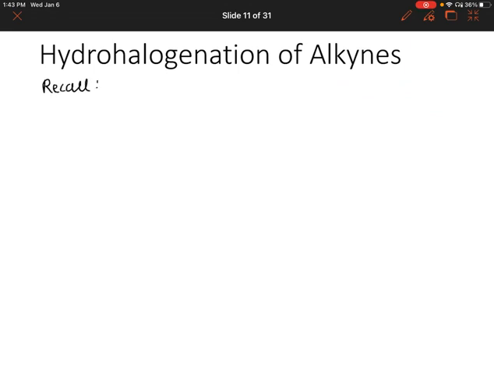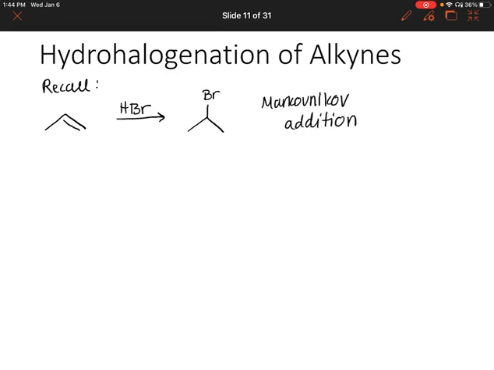So you might remember that if we start with an alkene and add HBr, we end up with the following product where bromine adds to the more substituted carbon. So this is called Markovnikov addition, where the bromine or the halogen adds to the more substituted carbon, and the hydrogen adds to the less substituted carbon.